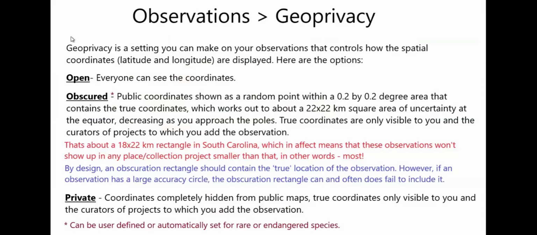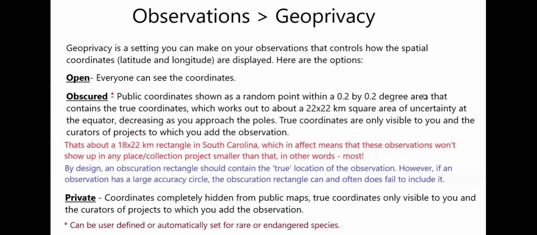Okay, geoprivacy is an important aspect of this. Everything goes in as open, which means anybody can see it, unless it's been automatically flagged by iNaturalist as rare and endangered. Obscured happens in two ways: either it's a rare and endangered species, or you just don't want to let people know where you saw it. And a lot of people, like some of the butterfly people, don't like to let people know exactly where they saw something.